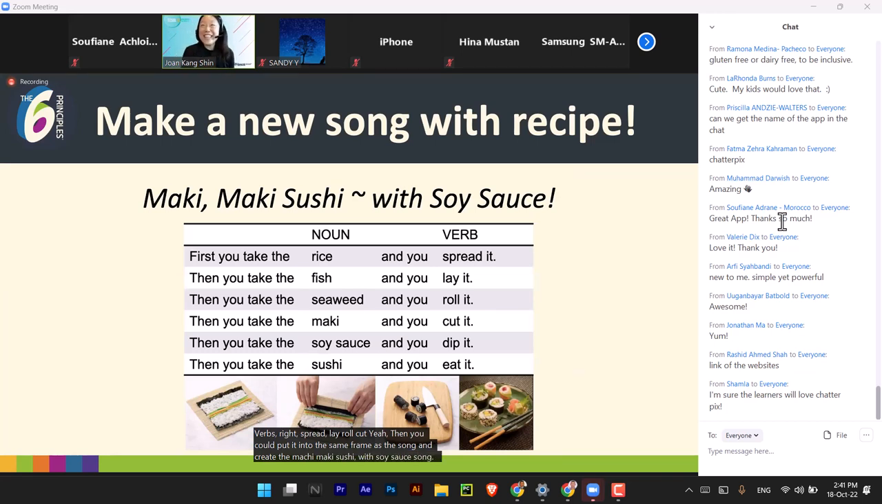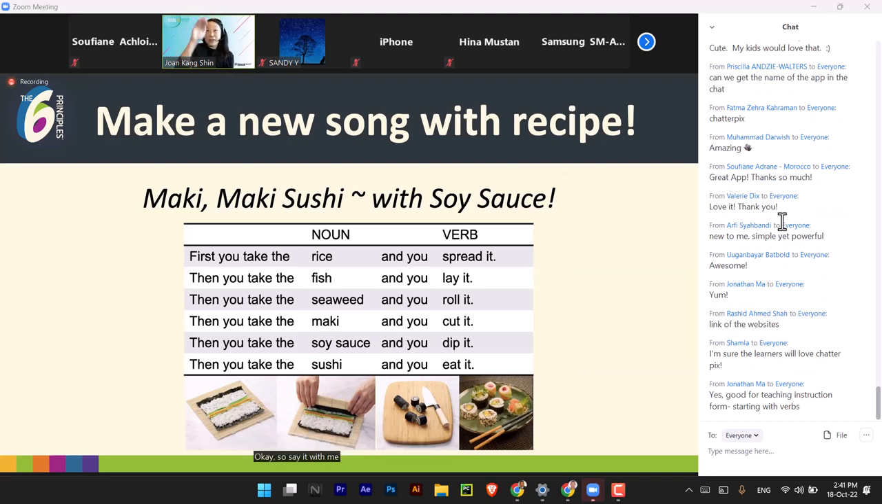Okay, so say it with me line by line. See, you have new nouns and new verbs. Okay, so first you take the rice and you spread it. You spread it. Then you take the fish and you lay it. You lay it. Then you take the seaweed and you roll it. You roll it. Then you take the maki and you cut it. You cut it. Then you take the soy sauce and you dip it. You dip it. Then you take the sushi and you eat it. You eat it.